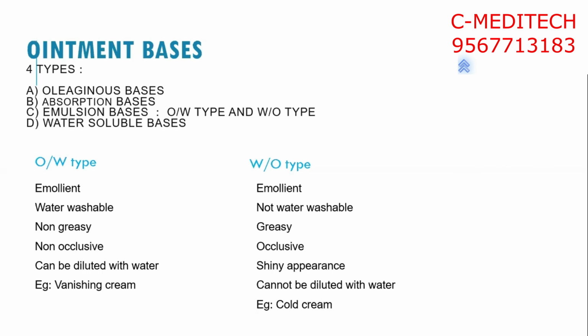And in case of water in oil type of emulsion base, they have oil in the external phase. Therefore, they are not water washable, greasy, and they would be occlusive in nature, and they have a shiny appearance when compared to the oil in water type of emulsion base, and they cannot be diluted with water. For example, we have cold cream. In water in oil type of emulsion base, we have oil in the external phase. So therefore, they will have a more shiny appearance and cosmetically they would be more appealing.